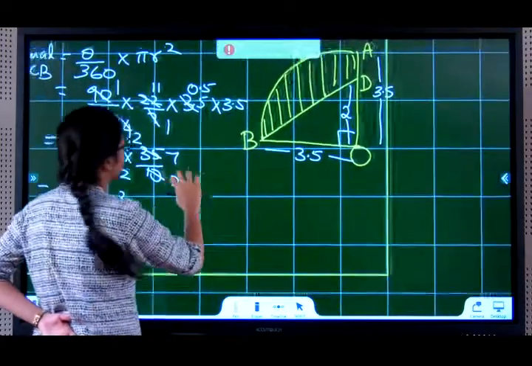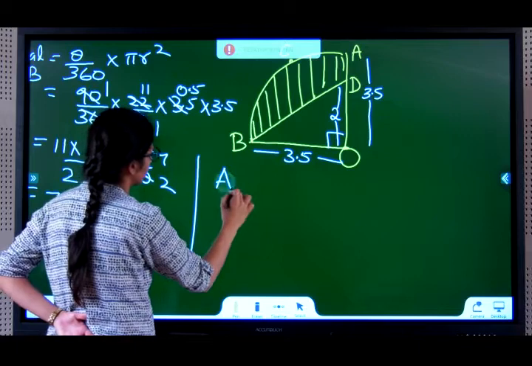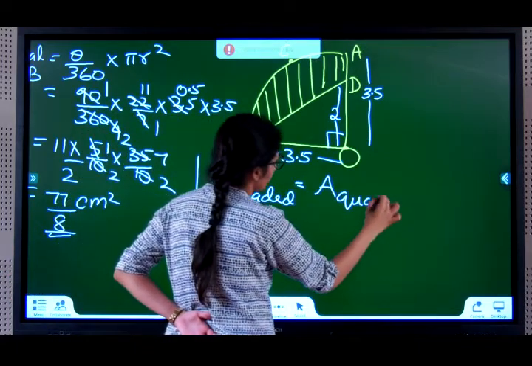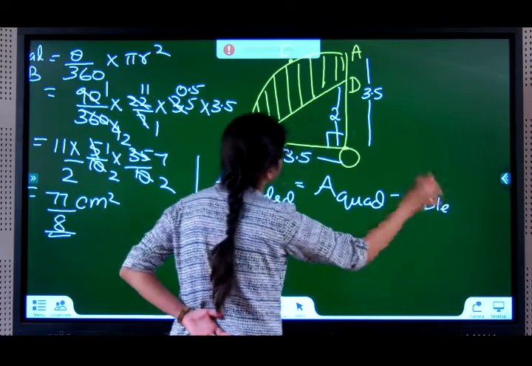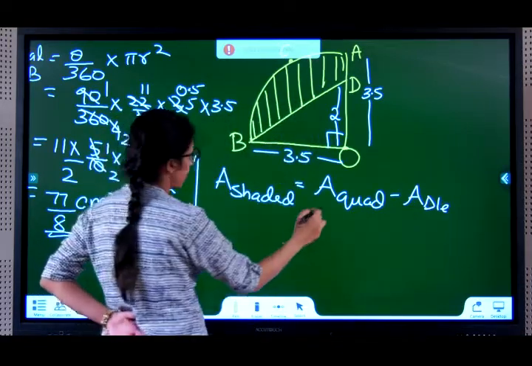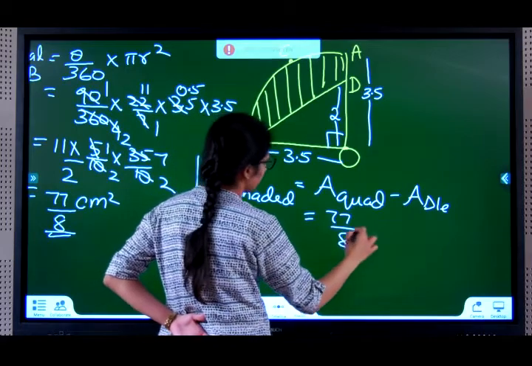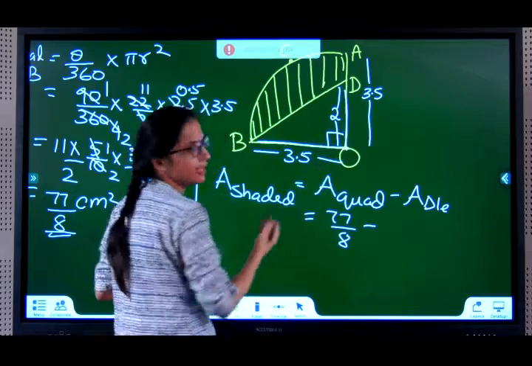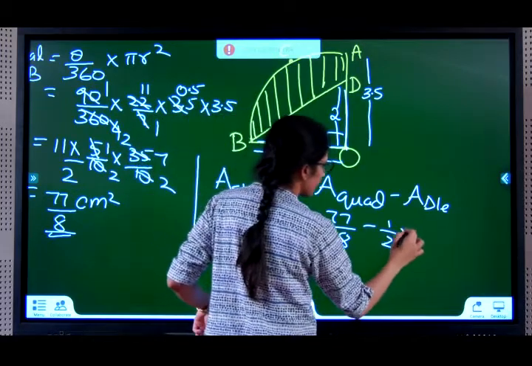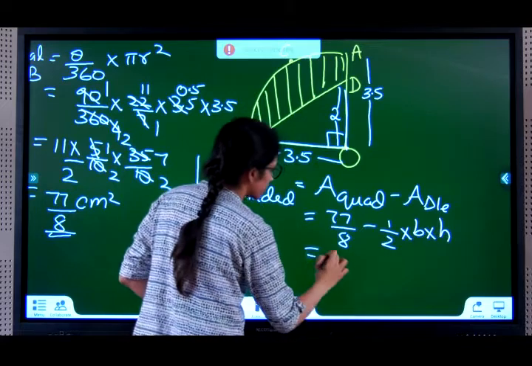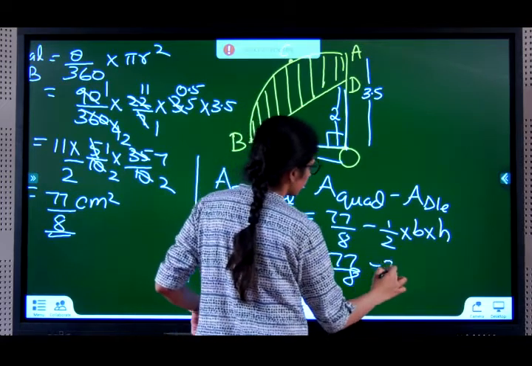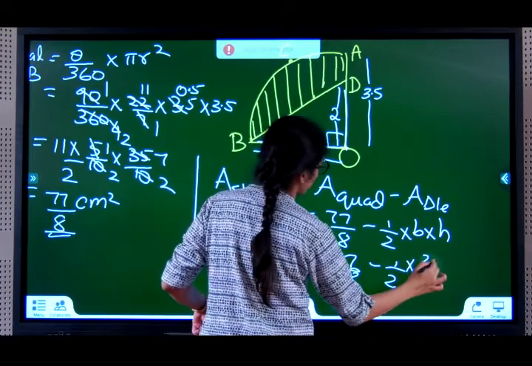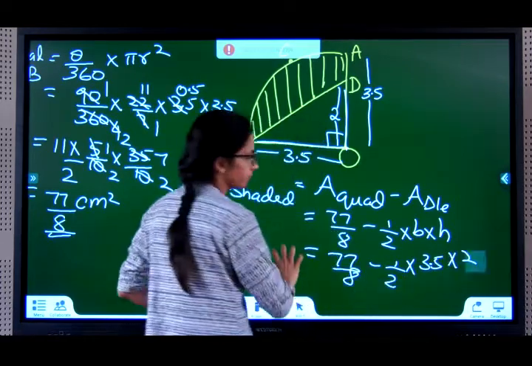In order to find the area of the shaded region, it is area of quadrant minus area of triangle. Agreed? Quadrant minus triangle. Quadrant is 77 by 8. Triangle, this is 90. I can take this as the base and this as the height. Half into base into height. 77 by 8 minus 1 by 2. Base is 3.5 into height is 2.